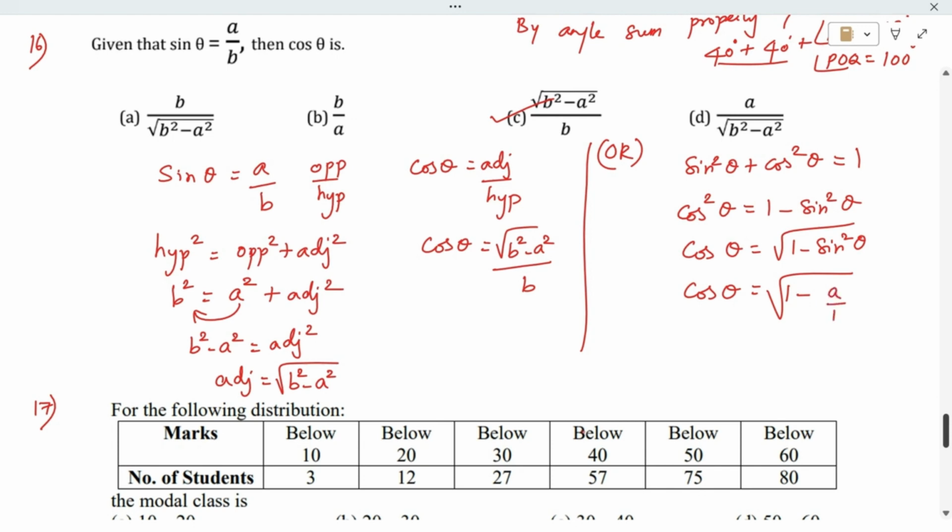Cos theta is equal to root of 1 minus, what is sine theta? A by b. Sine square theta will be a by b the whole square, that is equal to root of 1 minus a square by b square. If you simplify, you will get b square minus a square by b square. If you take b square outside the square root, you will get root of b square minus a square by b, which is option C.